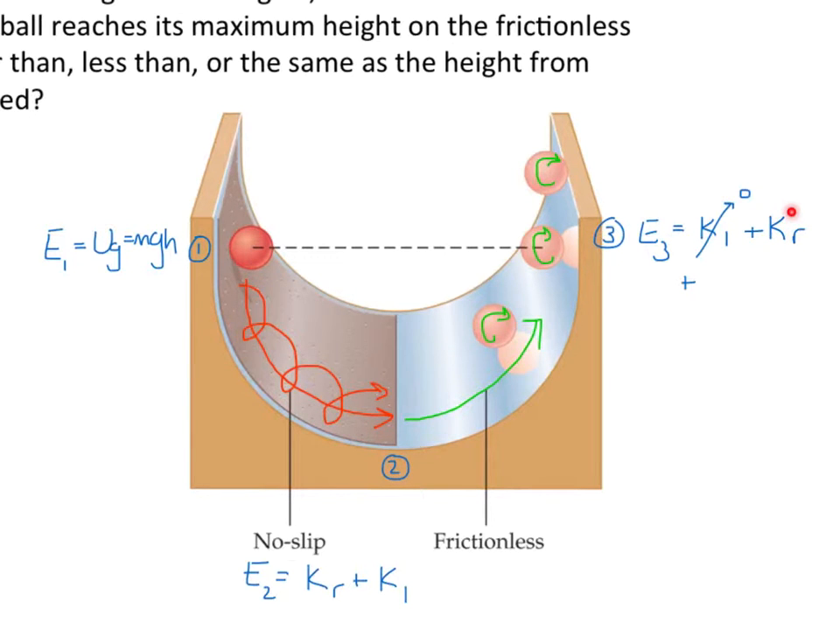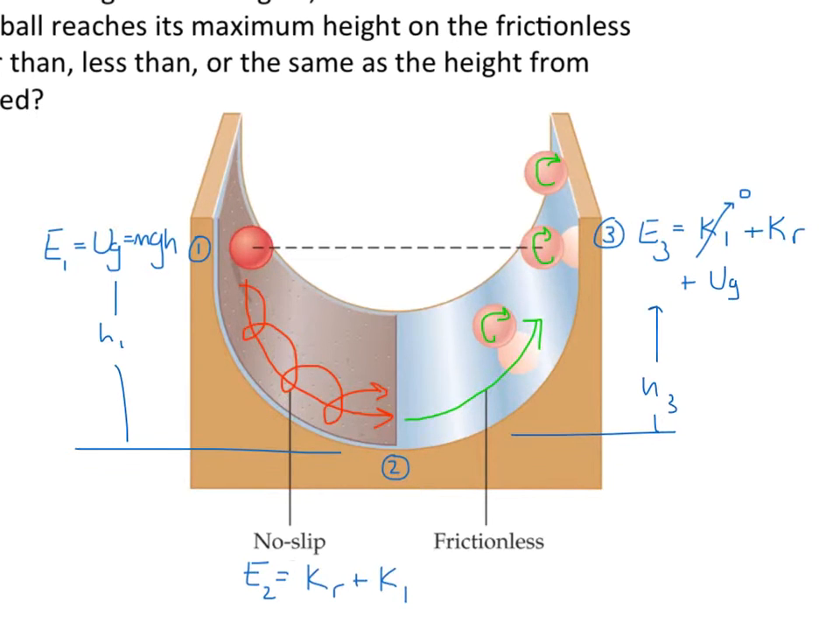But it also has what? Well, it's risen up some sort of height, right? If this was our original height, we'll call it height 1 right there, then height 3 right here is going to be some point that it raises up to. And that's really what we're asking. What is that height 3? Is that going to be greater than, equal to, or less than height 1? Well, that's mgh, our potential energy due to gravity.